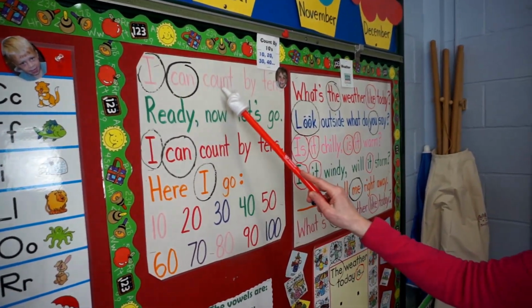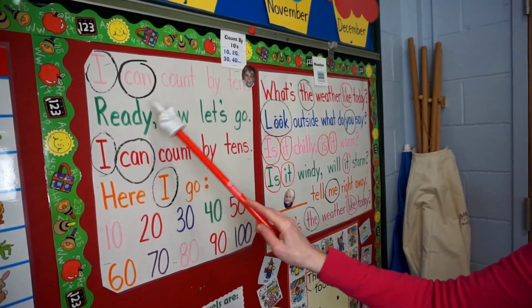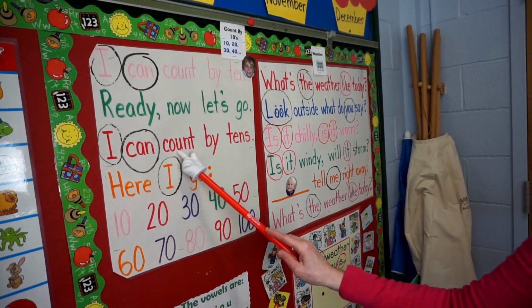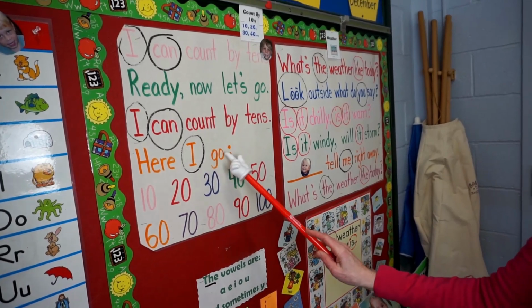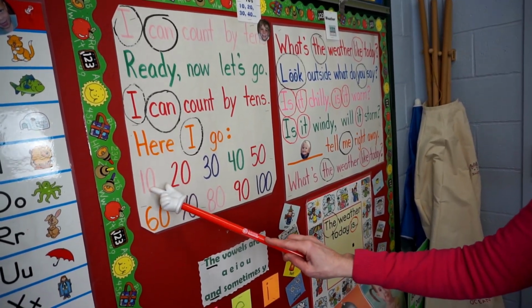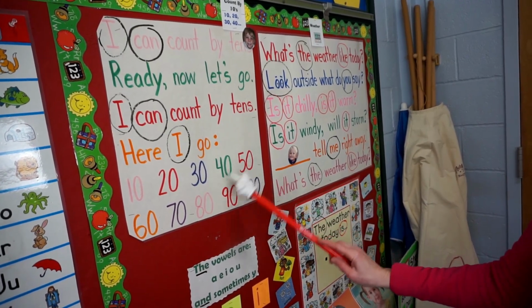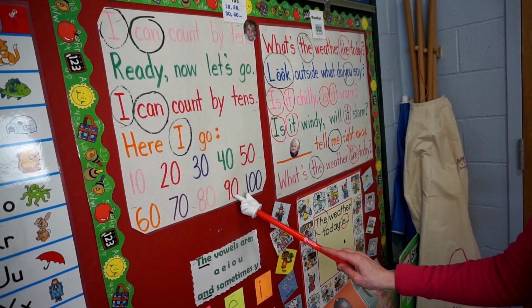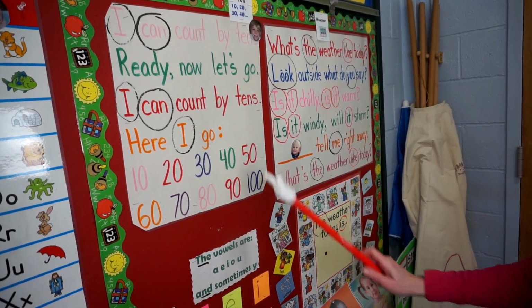I can count by tens. Ready now, let's go. I can count by tens. Here I go. 10, 20, 30, 40, 50, 60, 70, 80, 90, 100.